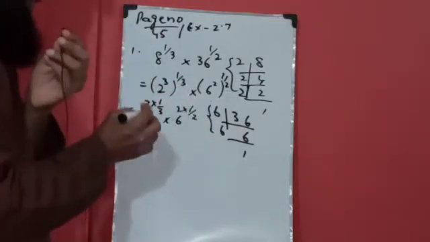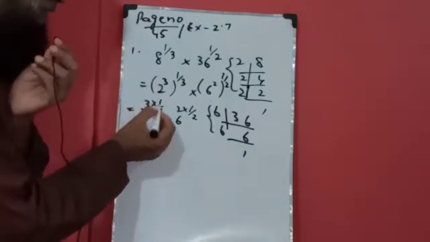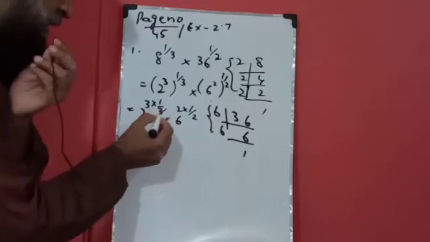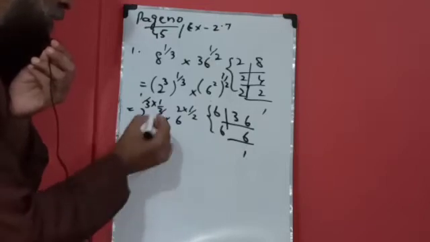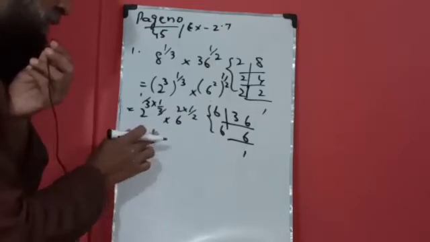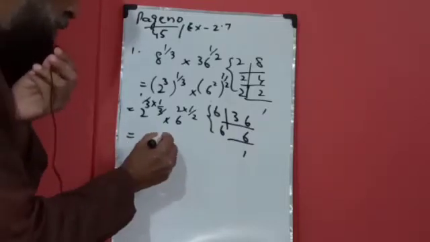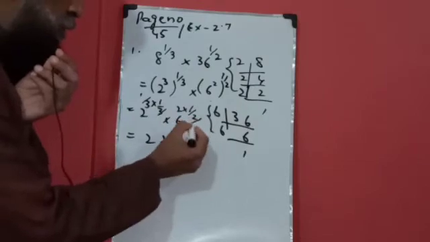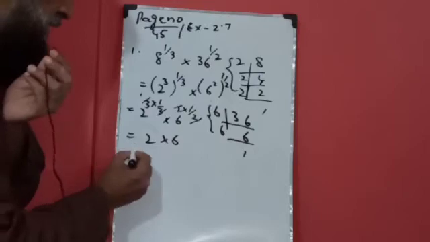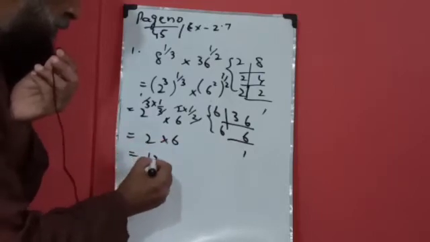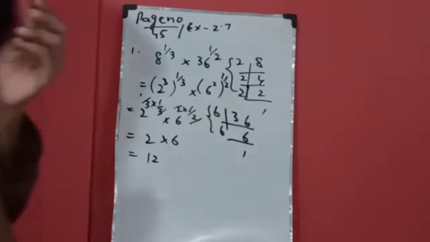Now the exponent: 3 multiplied by 1 upon 3, in this 3 1s are 3. That means 2 raised to power only 1. We do not write the power 1. Similarly, 2 and 2 cancel. The number that remains is 6, and 2 6s are 12, which is the answer after the simplification of this question.